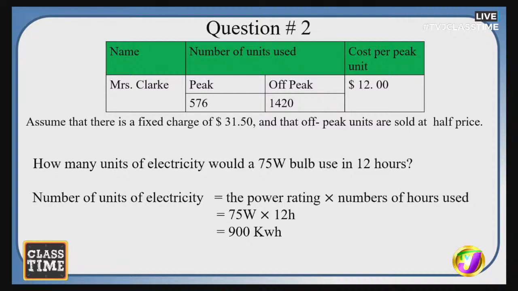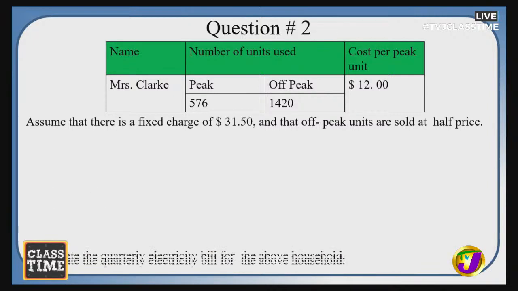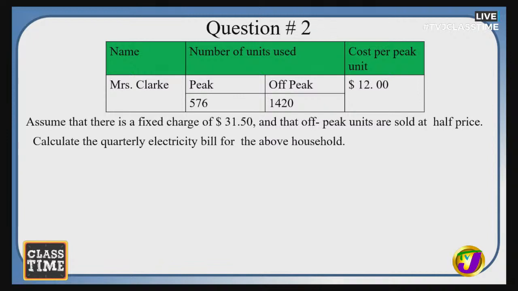Okay, and now we go to part B of the question, which asks us to calculate the quarterly electricity bill for Mrs. Clark's household. So the fixed charge is there of $31, and for her household, if you notice, there are two usages: one for the peak hour and one for the off-peak hour. So we need to do those two calculations to find out the total charge for the peak hour and the charge for the off-peak, and then the total.